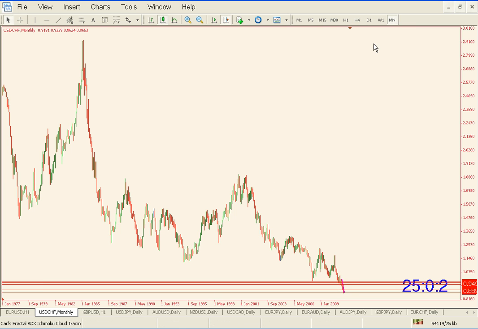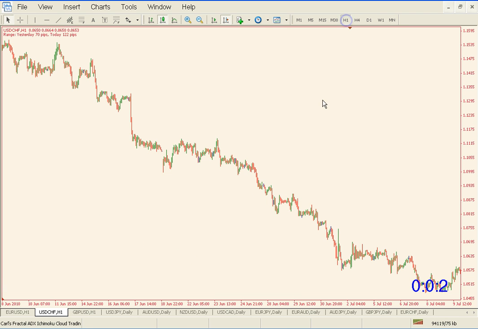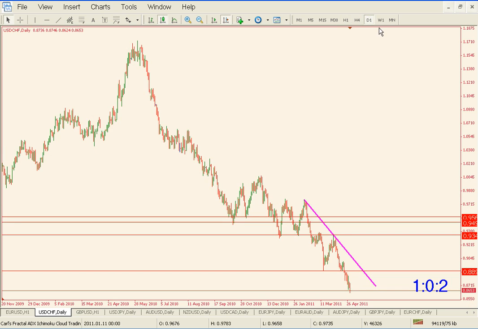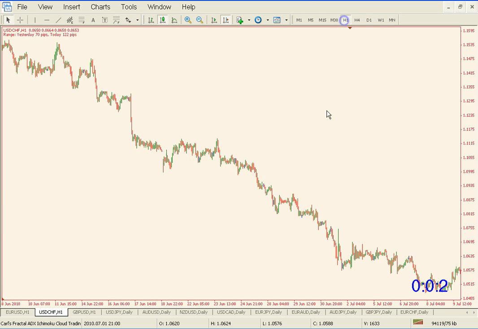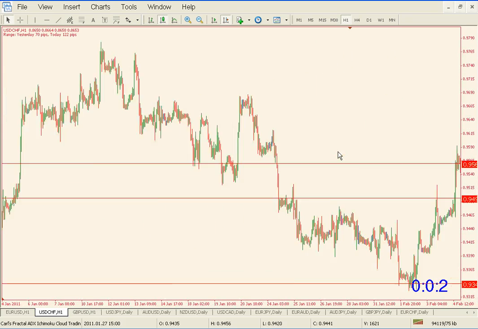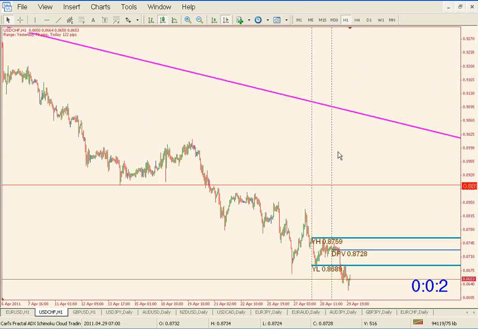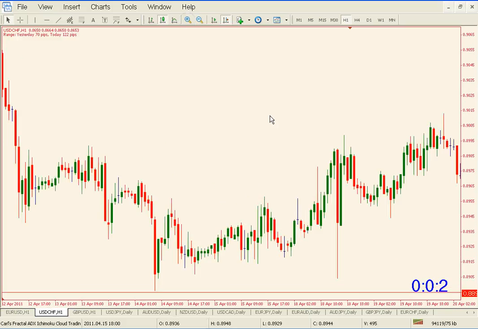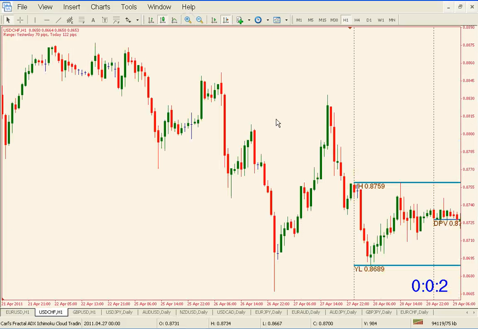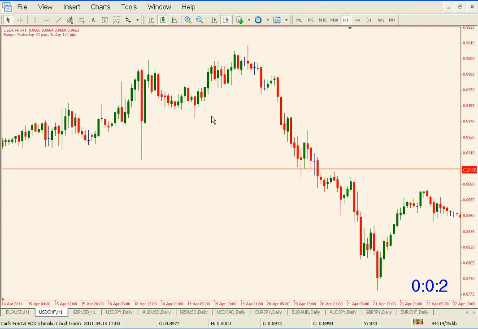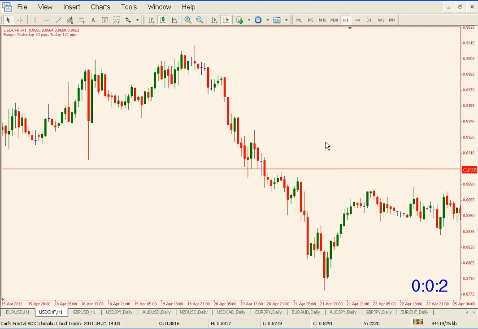Okay, so we're going to go to the hourly chart and we're going to find out how do we find opportunities. Okay, what I'll do here is get to my spot, and then we'll take this from, let's see, roughly from here and find opportunities to get in the market.